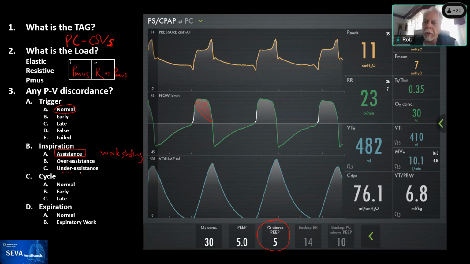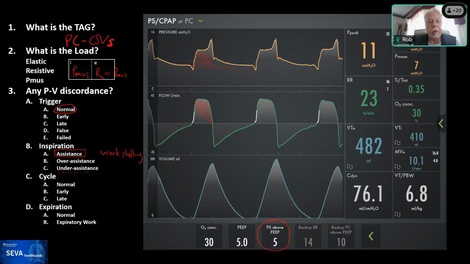The way I like to think about it is the way you drew in on the flow waveform, those hash lines, the flow that's above the passive exponential decay, that's all due to Pmus. And because the area under the flow time curve is volume, you can see that the area due to Pmus is bigger than the area due to Pvent, right? Yeah. So more than half of the tidal volume is being generated by the patient's own muscles.